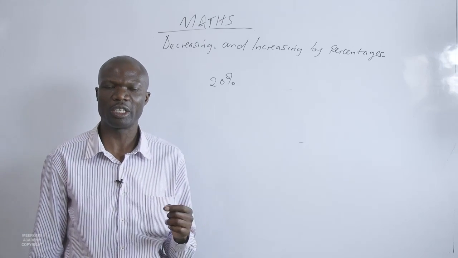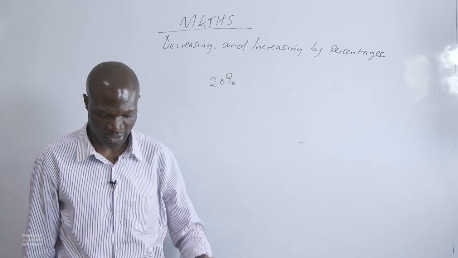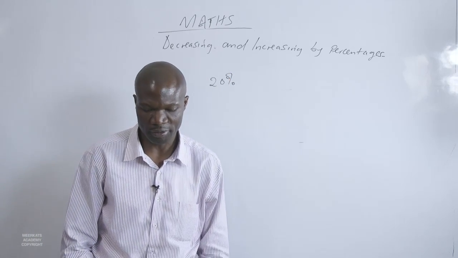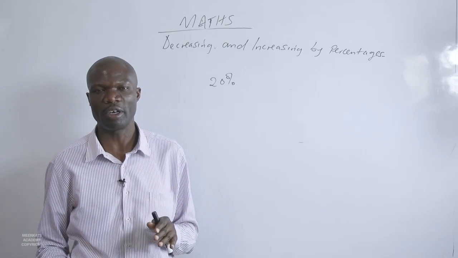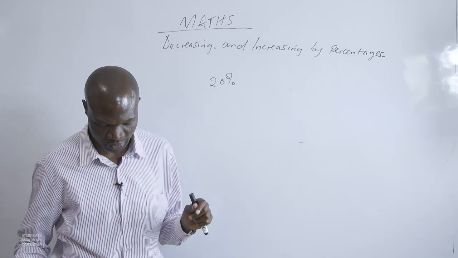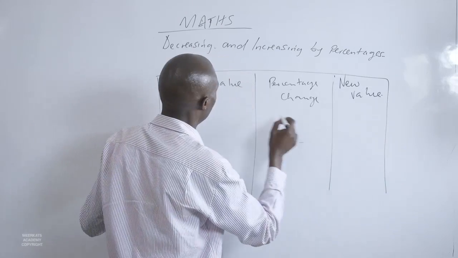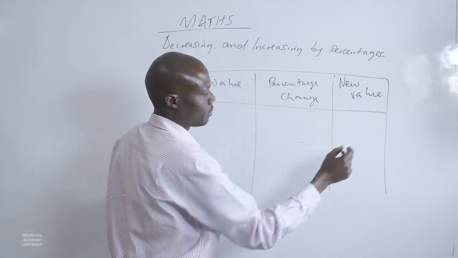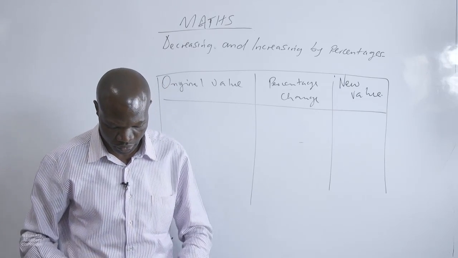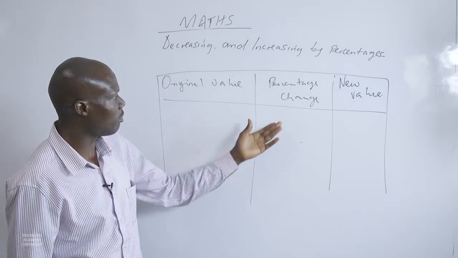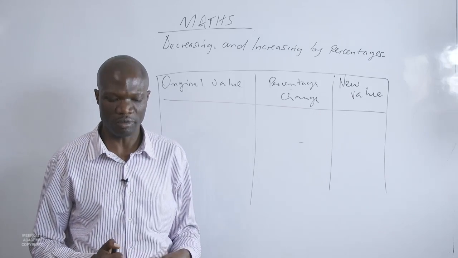So what should we understand about the issue of increasing and decreasing percentages? I want us to look at the following table and see the behavior of percentages. We have this table: original value, the percentage change, and the new value.